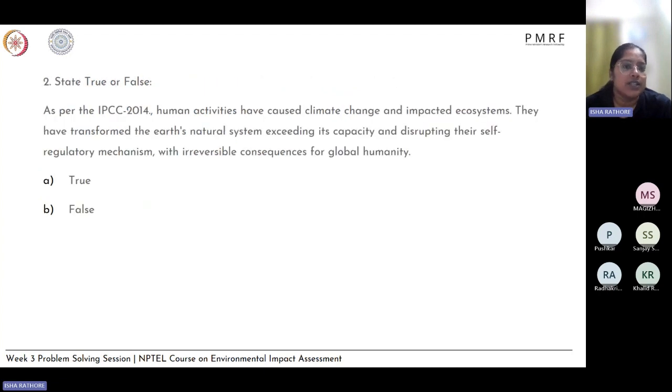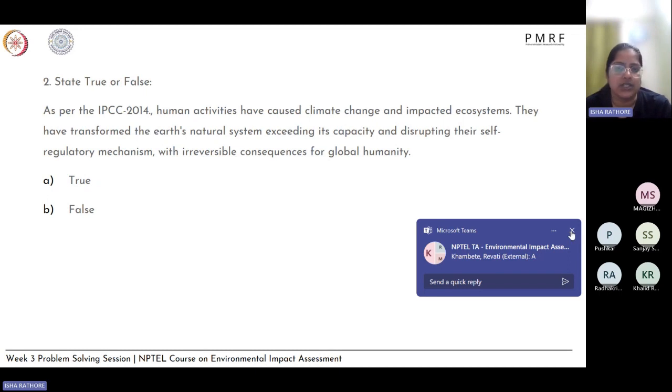Moving on, state true or false. As per the IPCC 2014, human activities have caused human climate change and impacted ecosystems. They have transformed the Earth's natural systems, exceeding its capacity and disrupting their self-regulatory mechanism with irreversible consequences for global humanity. So, is this statement true or false?